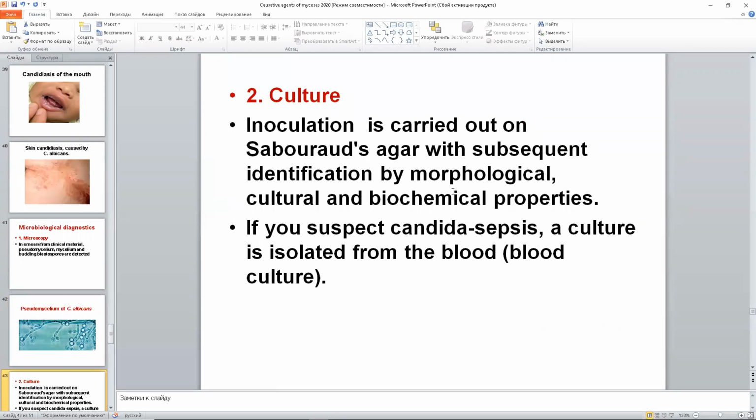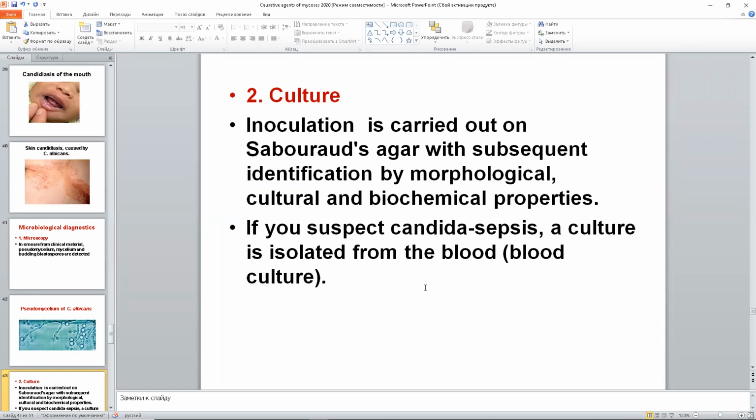And cultivation. Cultivation is carried out on Sabouraud agar with subsequent identification, and then the fungi are identified by morphological, cultural, and biochemical properties. If Candida sepsis is suspected, a culture is isolated from the blood culture, hemoculture, and in this case, the blood is inoculated on liquid Sabouraud medium, not agar.